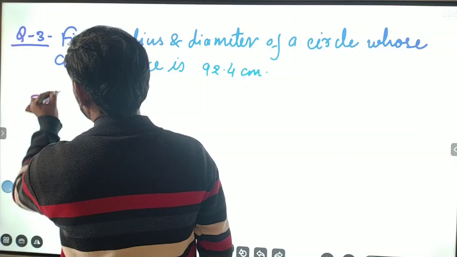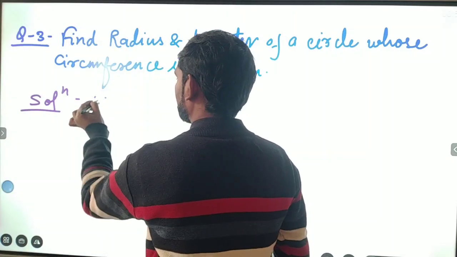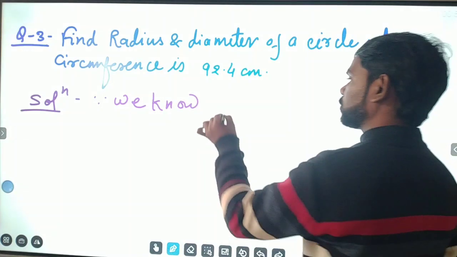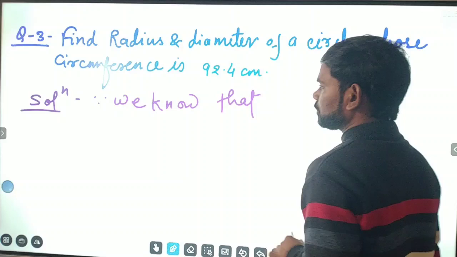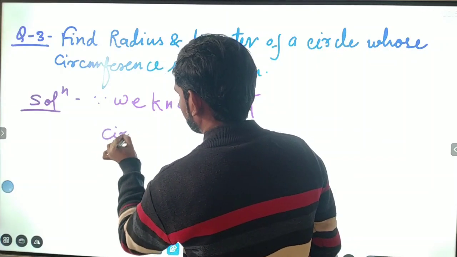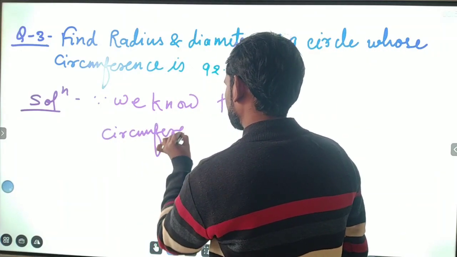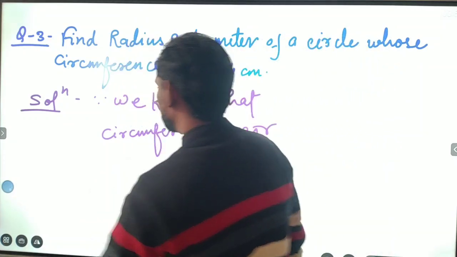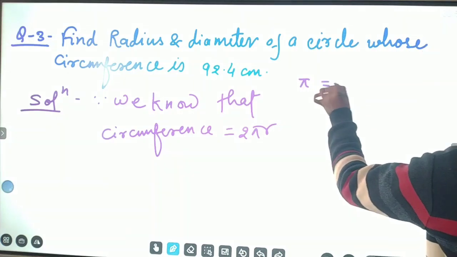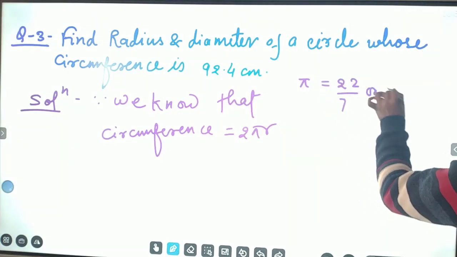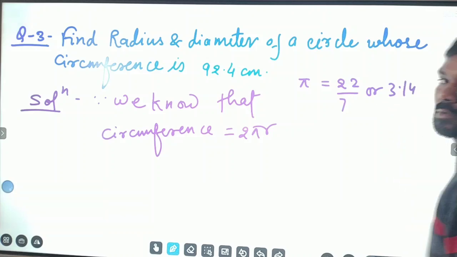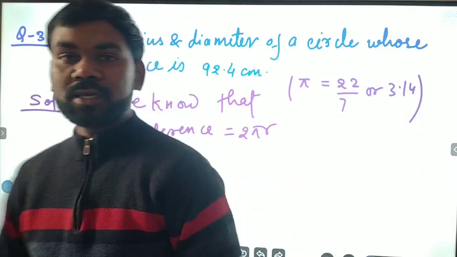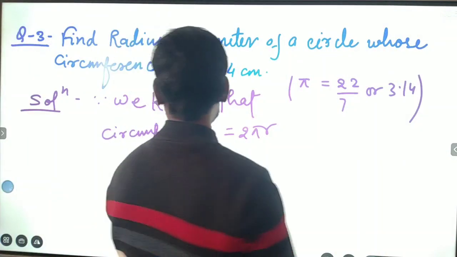So students, its solution. Since we know that circumference is equal to 2 pi r, and also you know that the value of pi is 22 upon 7 or 3.14. So you have to still remember the value of pi because we use it in this question. So now let's solve the question.